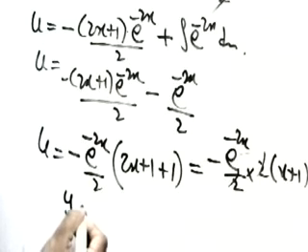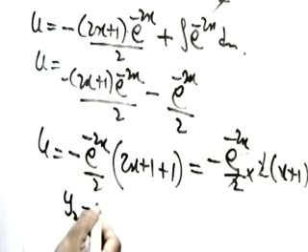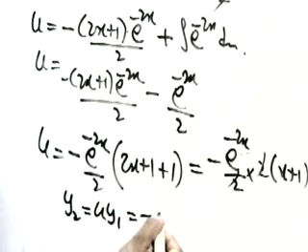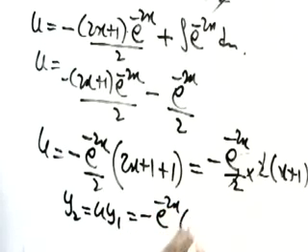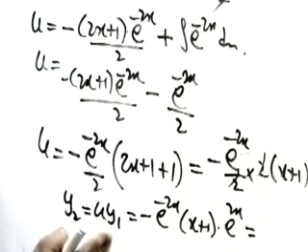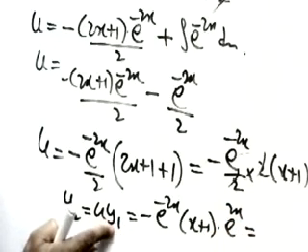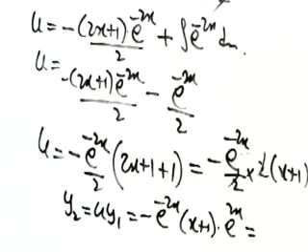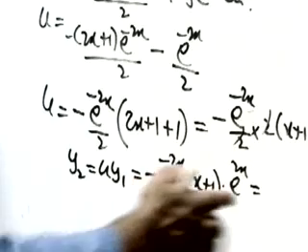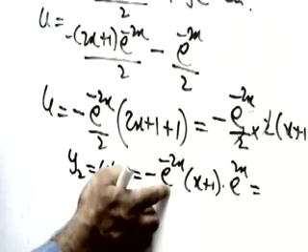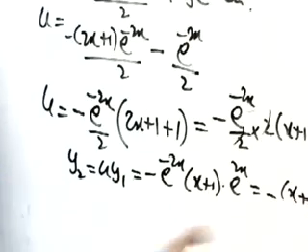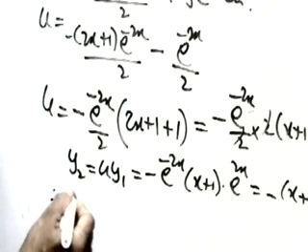So we got u. Therefore, what is the formula of the second solution? y2 equals u into y1. U we got minus e power minus 2x into x plus 1, into y1, which is the function already given. The already given function is, you see, y1 we have e power 2x. These bases are the same. If you add powers, e power 0, e power 0 is 1, so you are just left with minus of x plus 1.